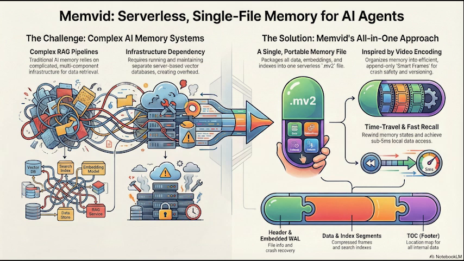Okay. Which brings us to this idea of a rewindable memory timeline. Exactly. This isn't a static knowledge base anymore. It's a dynamic, auditable timeline of how the AI's knowledge evolved. That's critical for building AI systems you can actually trust and debug.